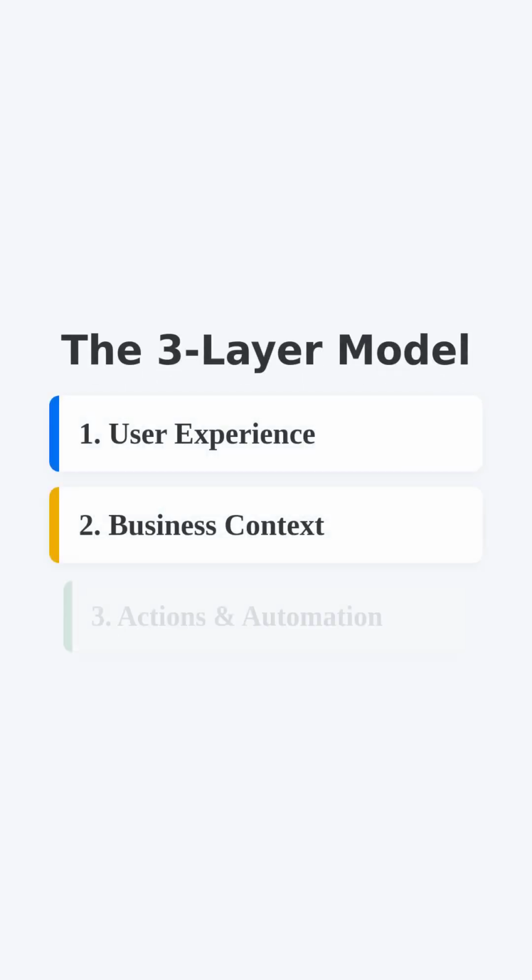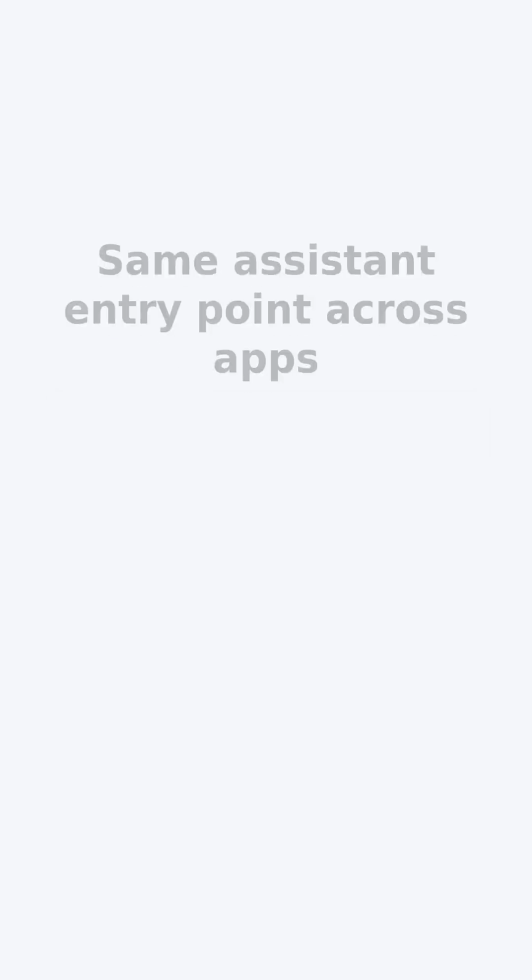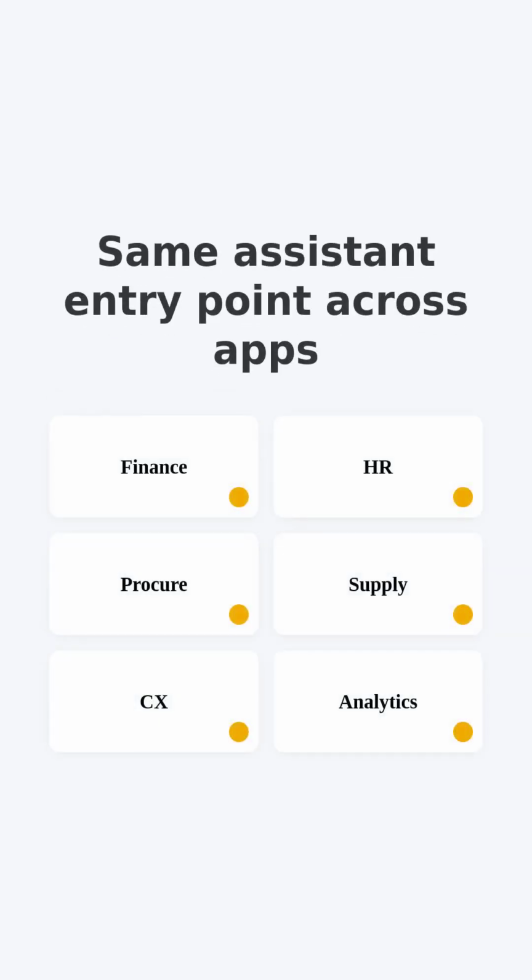In many SAP Cloud applications, Joule is surfaced as an in-app assistant entry point within the product shell. That means the same assistant experience can be available across different SAP SaaS products, such as HR, finance, procurement, supply chain, customer experience, and analytics. Users can ask questions in natural language, get summaries, generate drafts, and trigger guided actions without leaving the current screen.